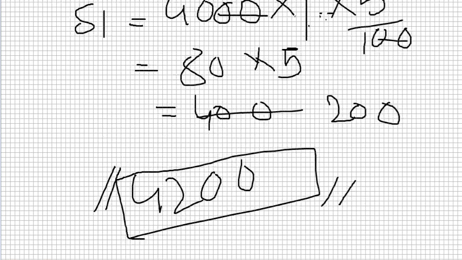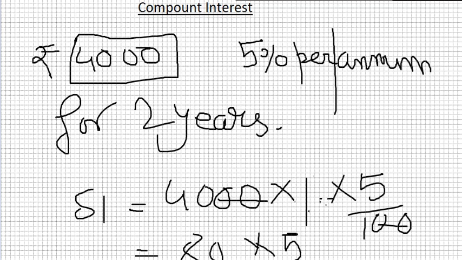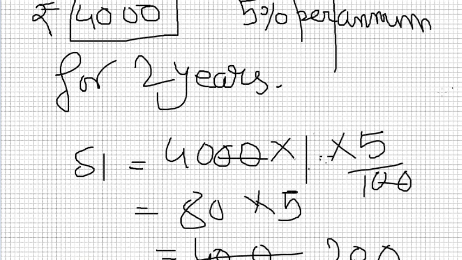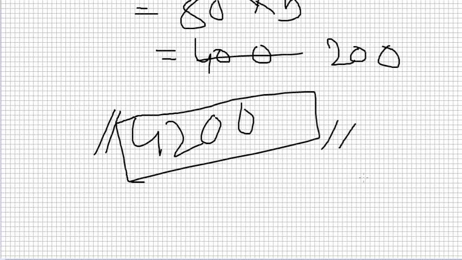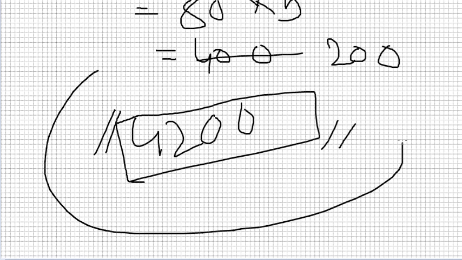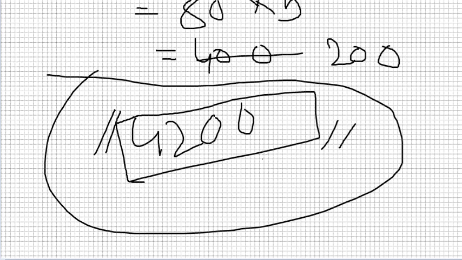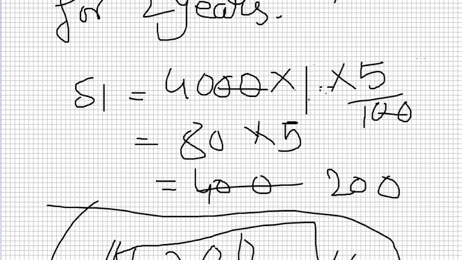So listen to this very carefully. It is the main thing of compound interest. If we are going to do it for a larger amount of time, we have done it for 1 year. So what do we have to do? We have to take this 4200 as our principal, not 4000 as our principal. We have to calculate on the basis of 4200.